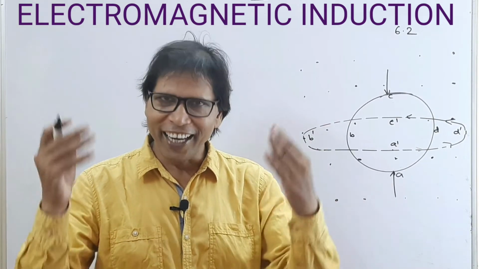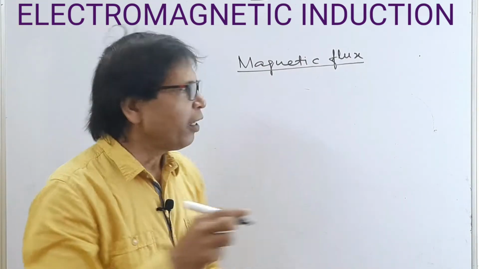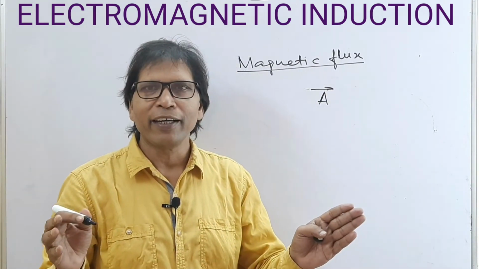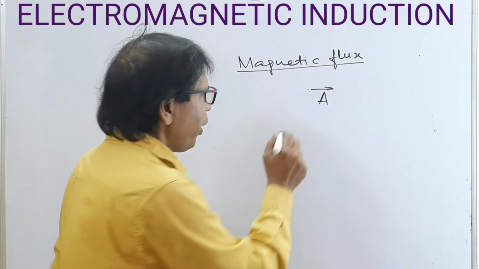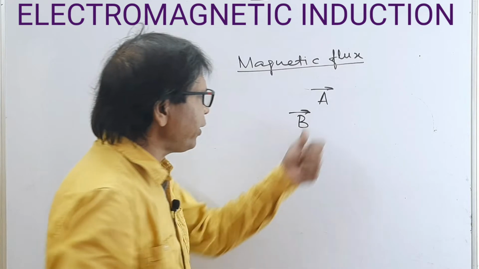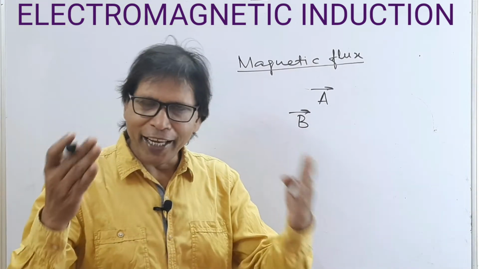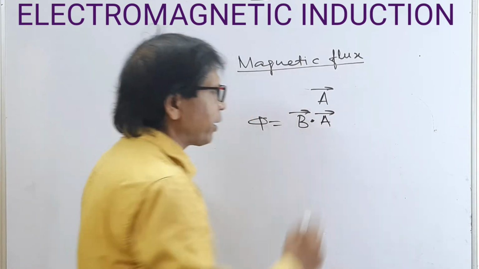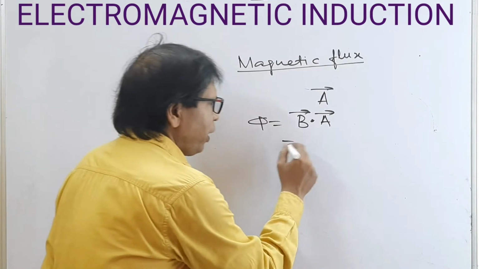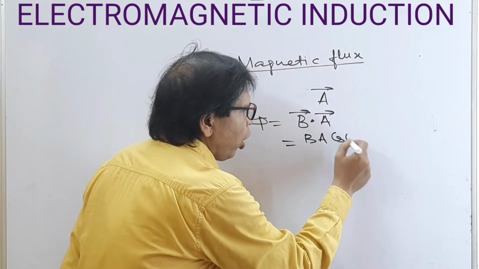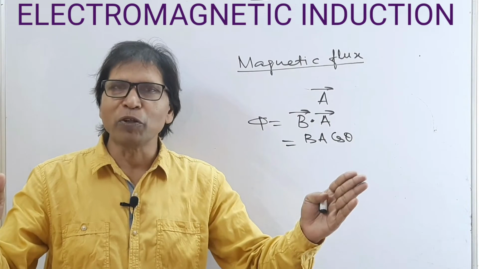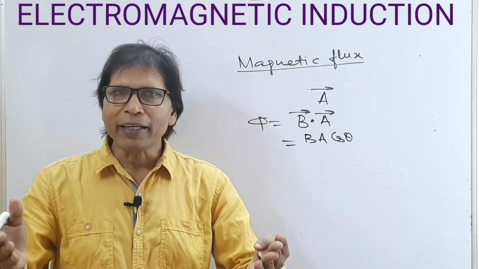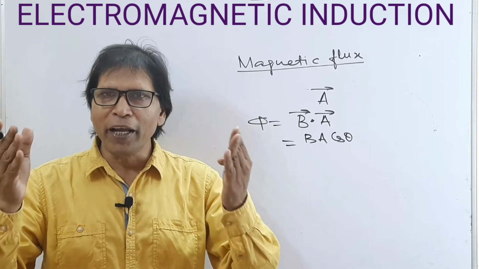Okay, understood? Next. Now magnetic flux. The magnetic flux in an area element A vector is the dot product of the magnetic field vector in this area element and the area vector. So phi equal to B vector dot A vector, that is B A cos theta, where theta is the angle between B vector and A vector. We know the area vector is always normal to the plane of it.